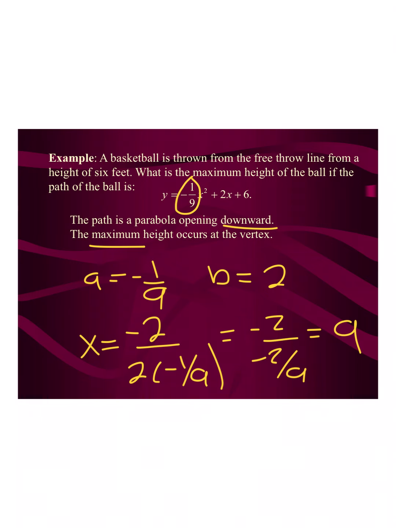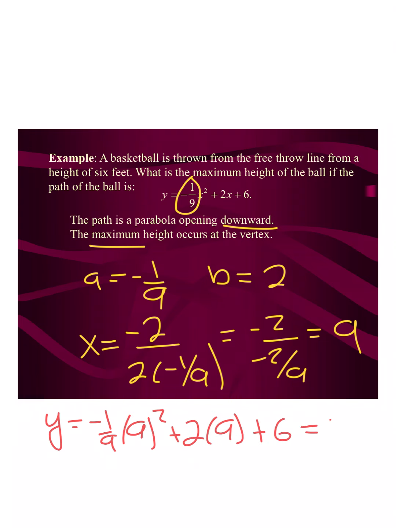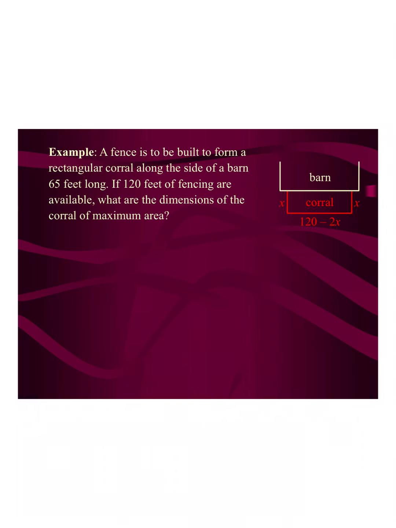But we still have to identify our maximum height. So what we're going to do now is take the time it takes to get to our maximum height, which is 9 seconds, and plug that into our equation. All right, so when we plug in our value, we have y equals negative 1 over 9 times 9 squared plus 2 times 9 plus 6, and that is going to equal 15. We know that it is in terms of height, so we can interpret that as 15 feet, which means that after 9 seconds, we'll have a maximum height of 15 feet for our ball.